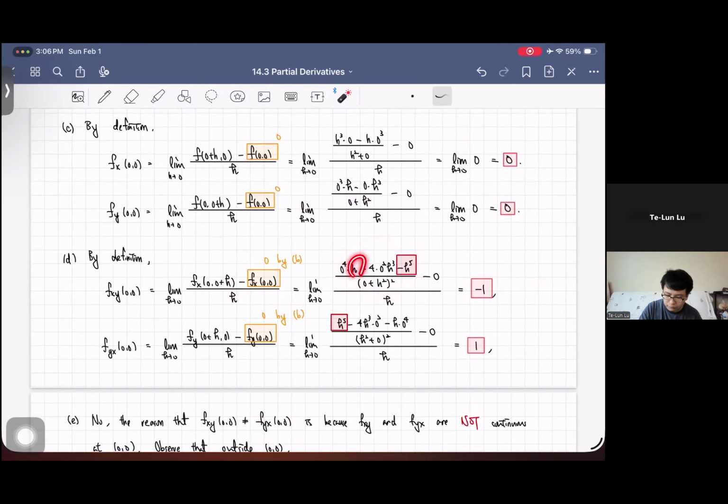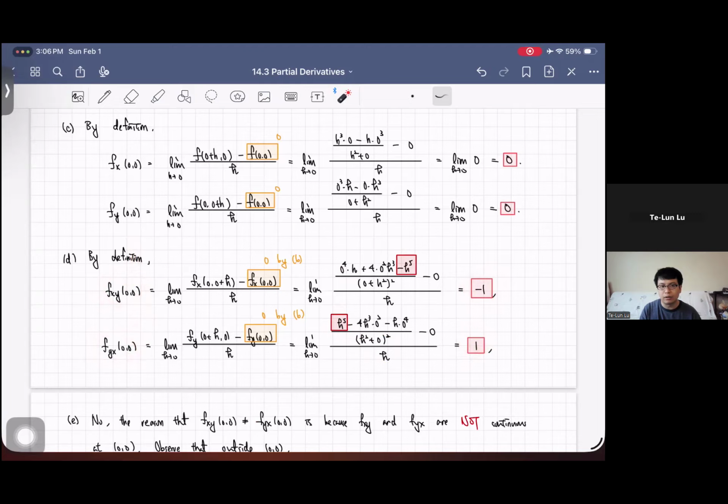0 times h plus 4 times 0 squared times h cubed minus h^5. Now, if you pay attention, this guy is 0, right? This guy is also 0. So what you get is minus h^5 divided by h^4 divided by h, which gives us minus 1, regardless of what h is. So you get minus 1 as the partial derivative fxy at (0,0). And the exact same argument works for fyx, which you get 1, because this is h^5 divided by h^5. So this provides an example where fxy at the origin is not the same as fyx at the origin.